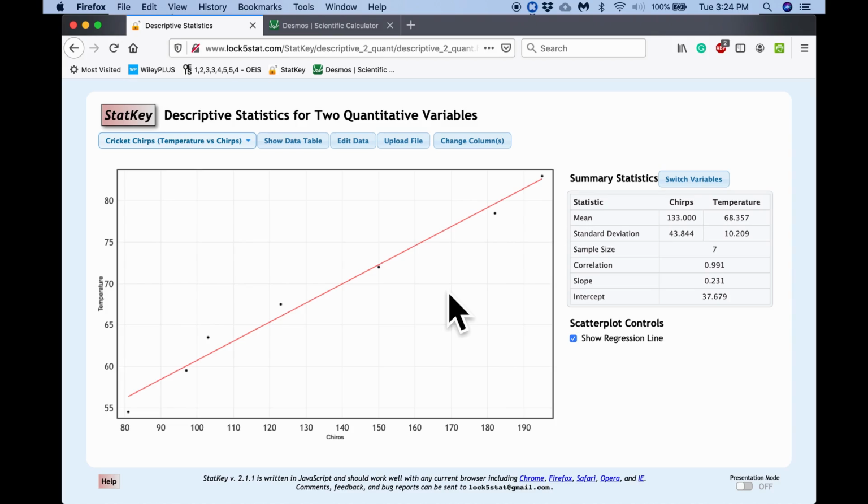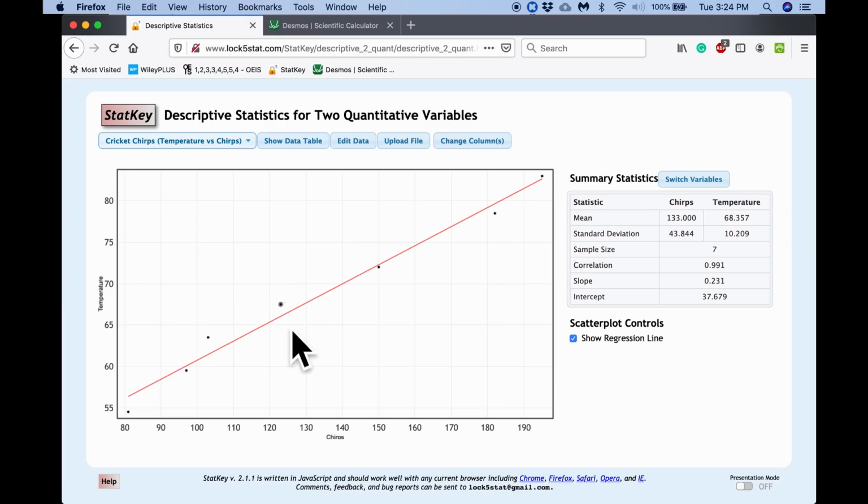In this data set, 123 chirps is paired with a temperature of 67.5. We can see that point right here. There's one of our observations. Okay, for this same 123 chirps, what temperature would the model predict?